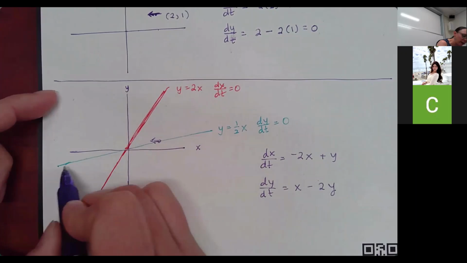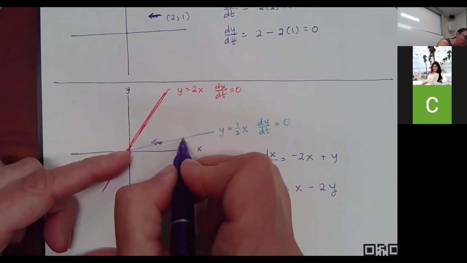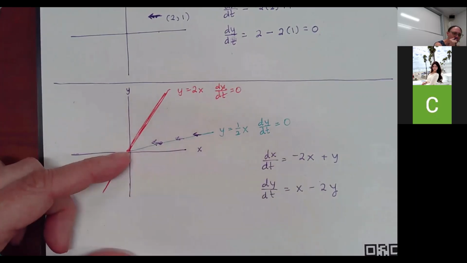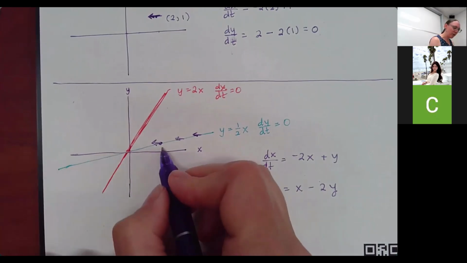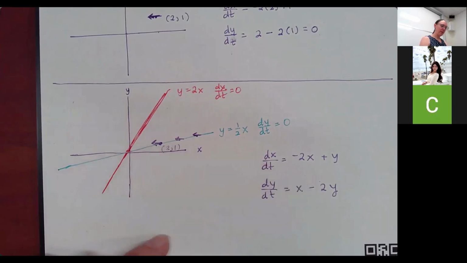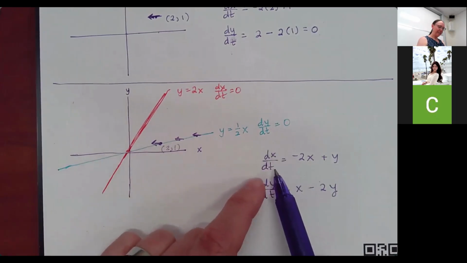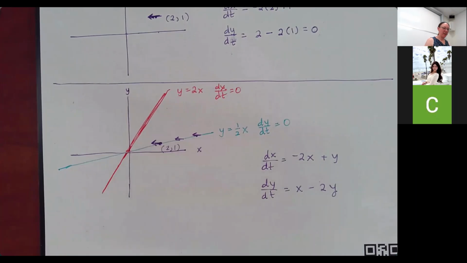And everywhere over here along this nullcline, these vectors, I said right, and I pointed to the left. I meant the left. Because when we plugged in the point (2, 1), we got that our value for dx/dt was -3 by plugging in a 2 and a 1. So along there, all of those point to the left.